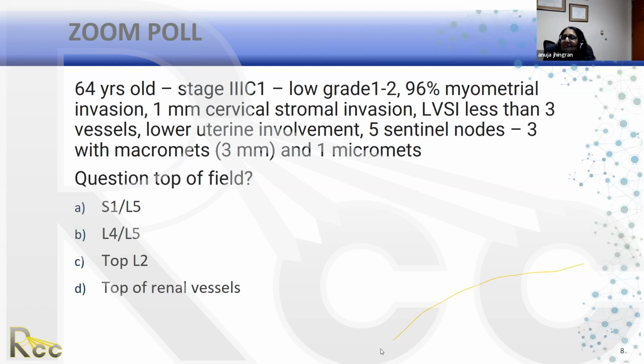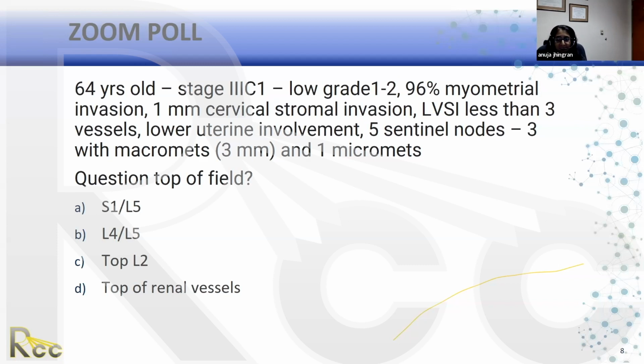I am actually going to use your poll to help me treat this patient. I have a 64-year-old patient, stage 3C1, low grade, grade 1 to 2, 96% myometrial invasion, 1 millimeter cervical stromal invasion. There is lymphovascular space invasion, but it's only 3 vessels, so it's focal. There is lower uterine involvement, so no fundal involvement, which is important. We did sentinel nodes, so we took 5 sentinel nodes out and 3 had macromets of 3 millimeters and 1 micromet. We're going to treat her because in my institution, we treat these patients with chemo RT followed by chemotherapy.